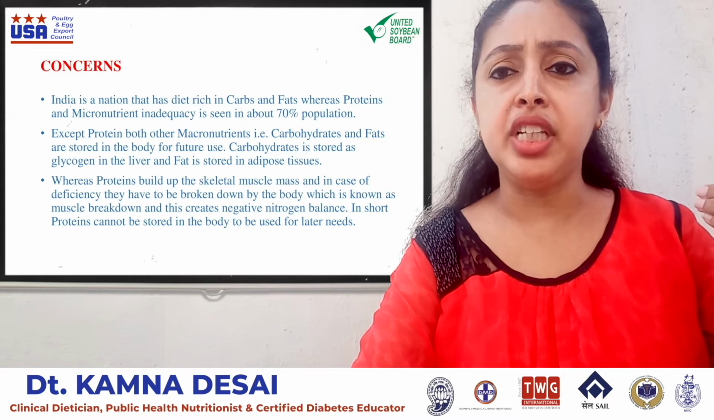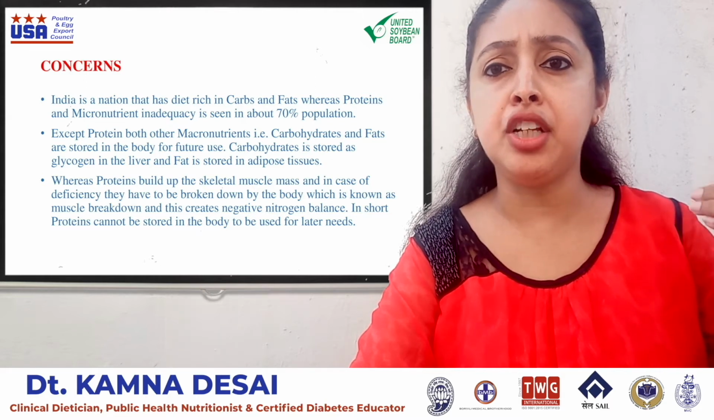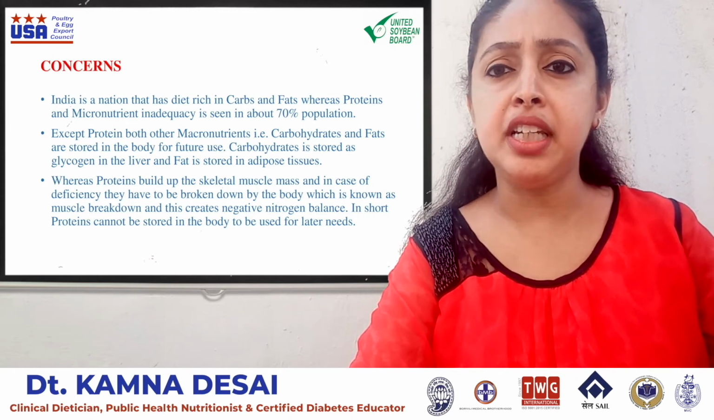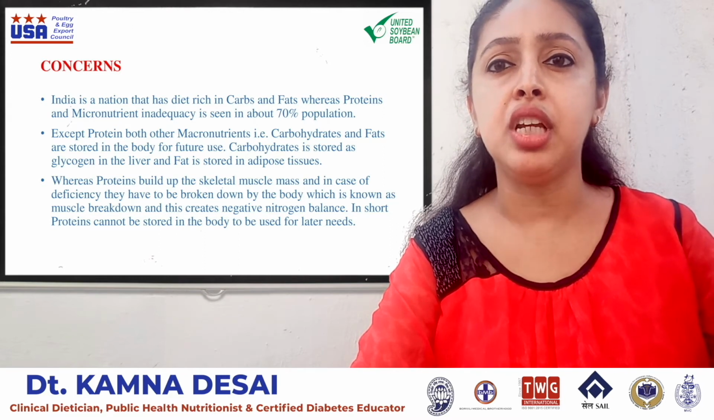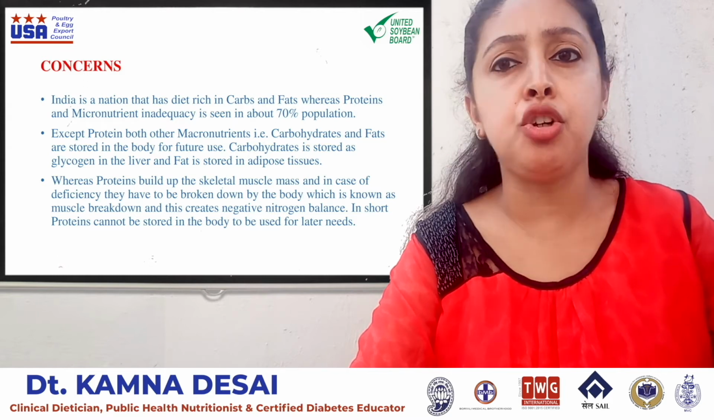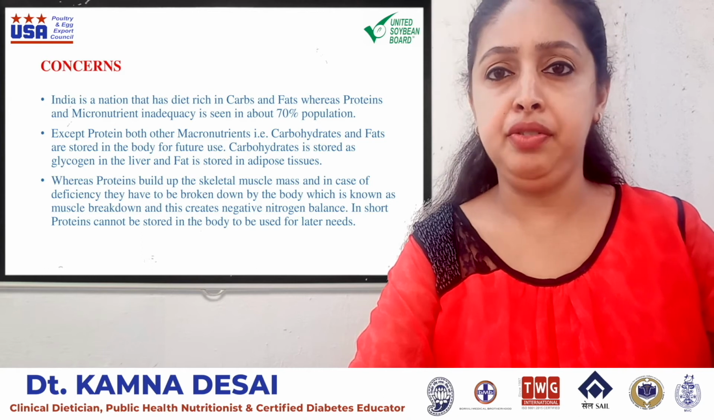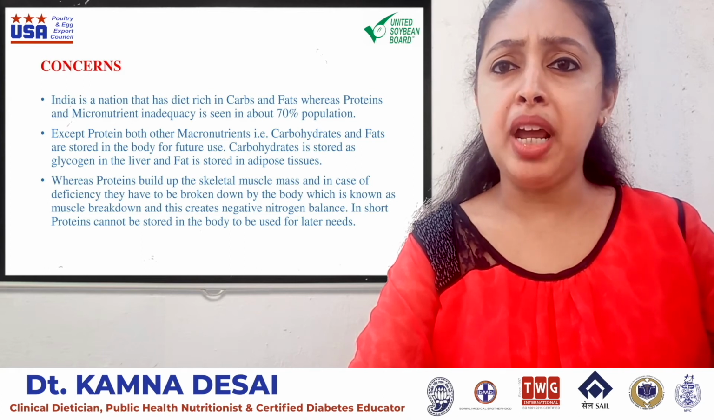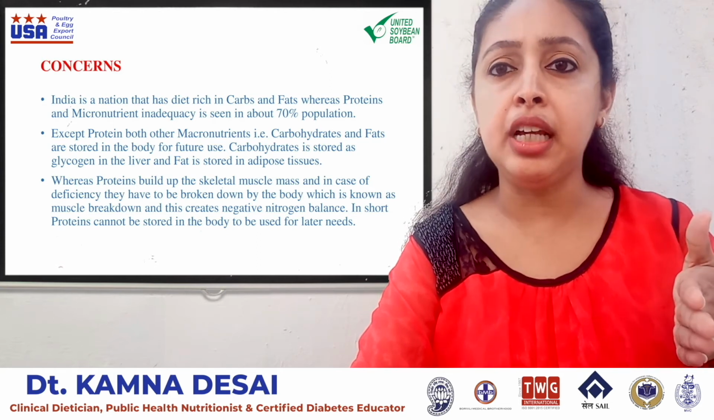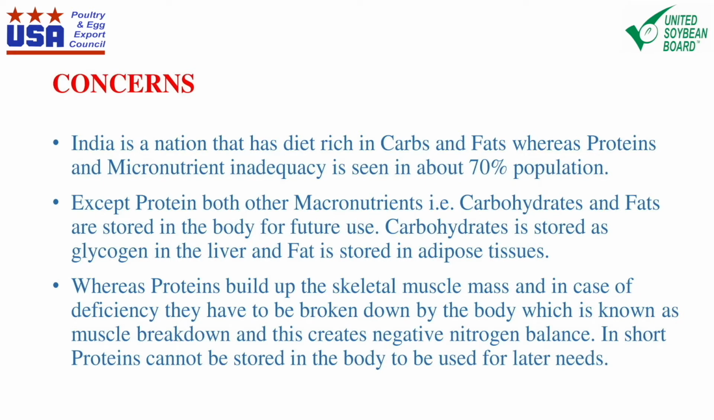Of the dietary proteins, half of it, that is 50%, is used to build skeletal muscle mass, and up to 15% is used in structural tissues such as skin and bones. The remaining will obviously be used in visceral organs like the kidney and liver. Dietary proteins primarily build up skeletal muscle mass, and in case of deficiency, they have to be broken down by the body, which is known as muscle breakdown, and this creates a negative nitrogen balance. In short, proteins cannot be stored in the body to be used for later needs.